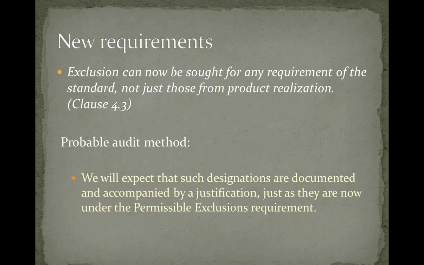Now, obviously, we have to examine the validity of those items, and they have to be documented. So in terms of the methods that we will use to audit this requirement, they'll be exactly the same. The only difference is that these items may now not necessarily have to be captured in a document called Quality Manual, but the audit approach itself will be the same.